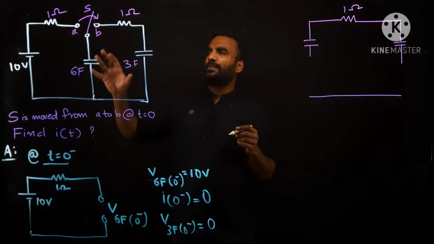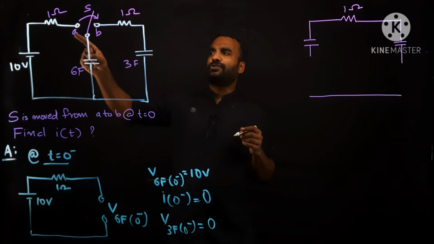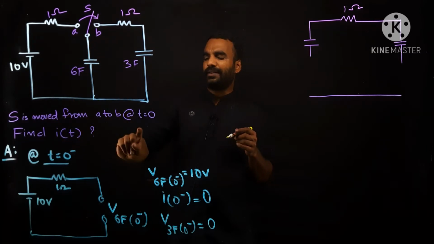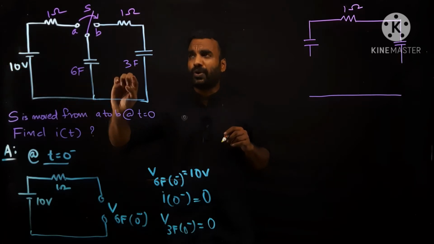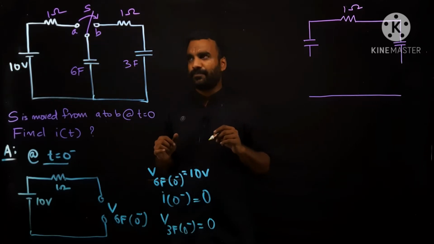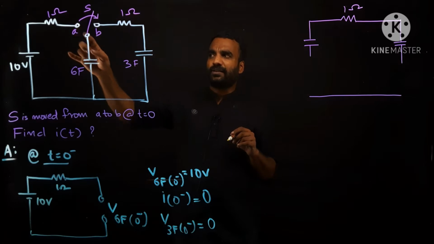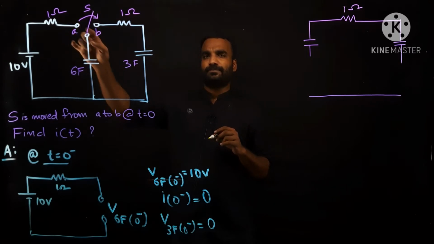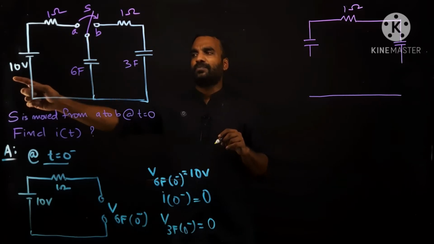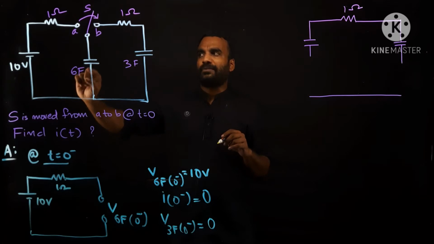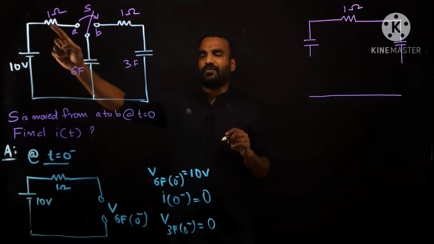This is a simple circuit having a switch that is moved from position A to B at t equal to 0. The circuit has one voltage source, two capacitors and two resistors. Initially, the switch is connected to this position. What happens when the switch is connected here? This voltage source is connected to the capacitor through this resistance R, 1 ohm.